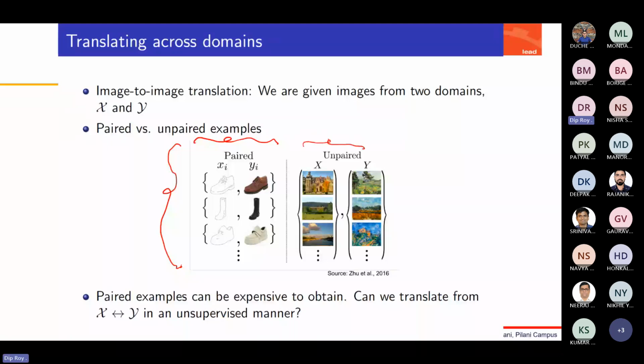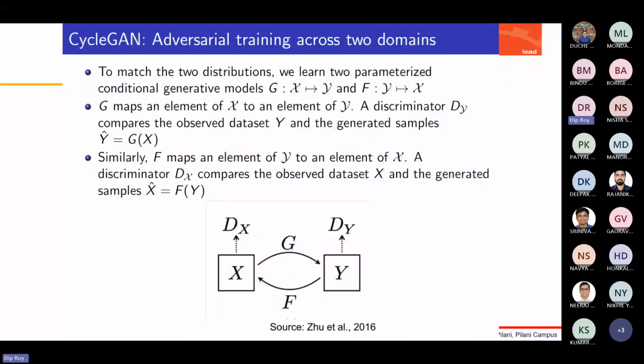Obviously, in a supervised learning situation, this is a relatively easy problem to solve because we have these paired samples and we can train our model to do this. But as you all know, supervised data is very expensive. Can we do anything in an unsupervised manner? That's where another type of GAN kicks in, which is called the CycleGAN. The concept is very simple.